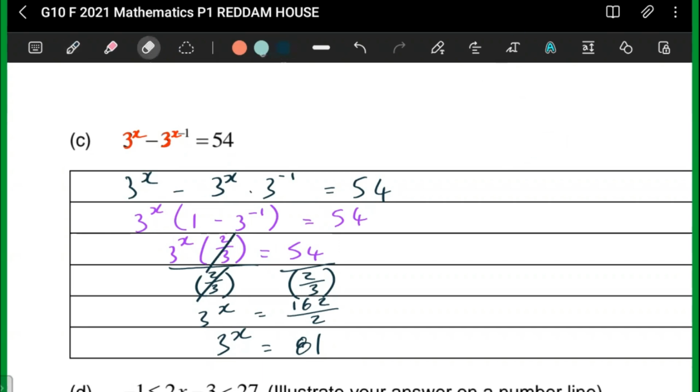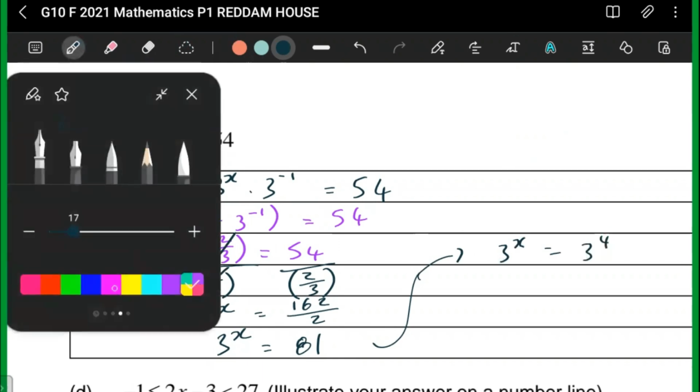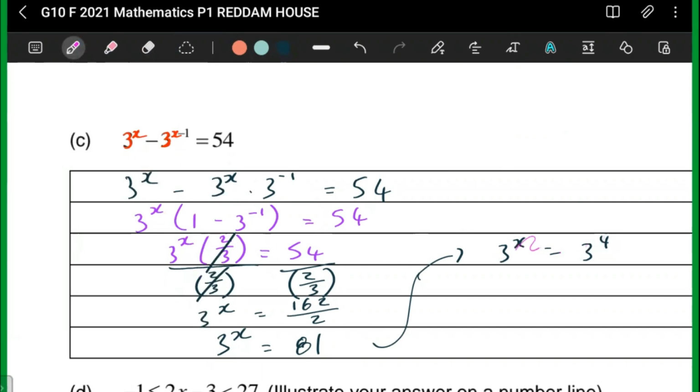So here we can say this is now going to give us 3 to the power of x. This we can write as 3 to the power of 4. So the only way the two sides can be equal is if the value of x is a 4 here. You see, there you go. And we said always test out your answers.